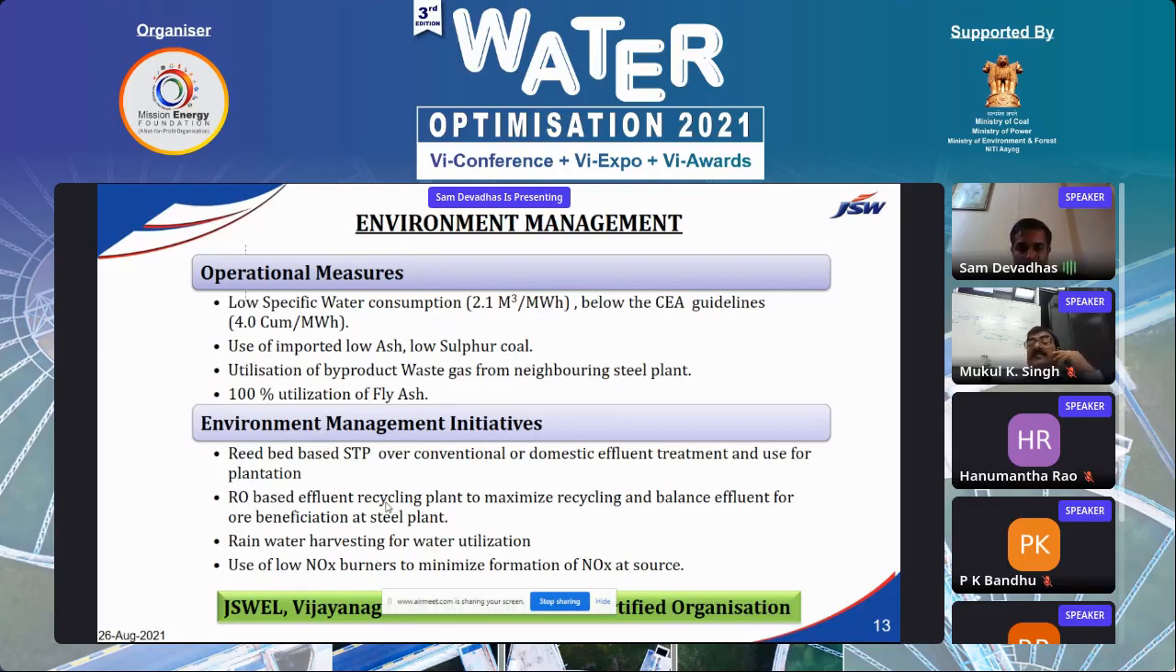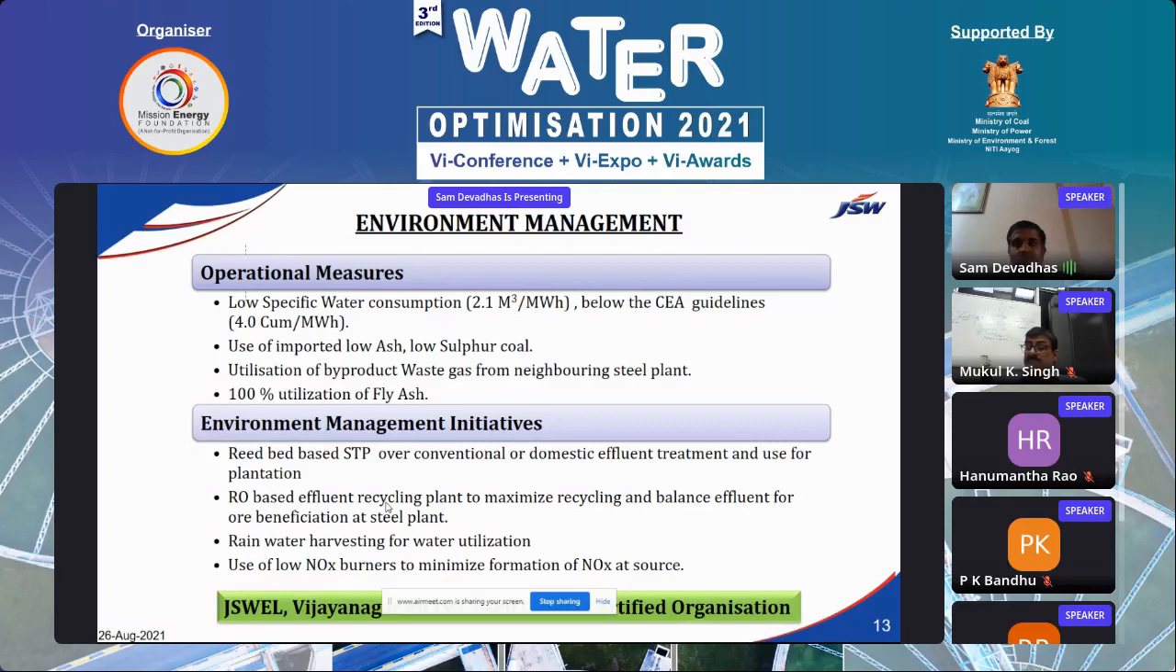Then 100% utilization of fly ash, the reed bed system, and RO-based effluent recycling. For RO-based effluent recycling, we have two RO skids. Earlier we used to let out the blowdown, and it was mainly used for ore beneficiation purposes. Later on, because we have performance optimization groups, for each KPI a separate performance monitoring group has been assigned. It is the brainchild of the performance optimization group of the water conservation team. They came out with a good idea, even though the ROI was initially at a higher stage, and later on we have been reaping the results.